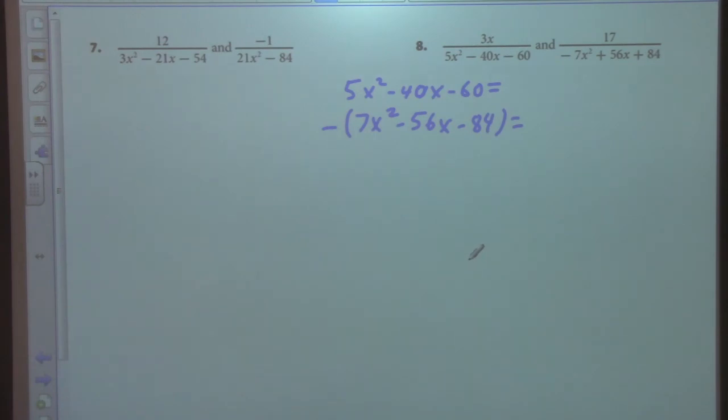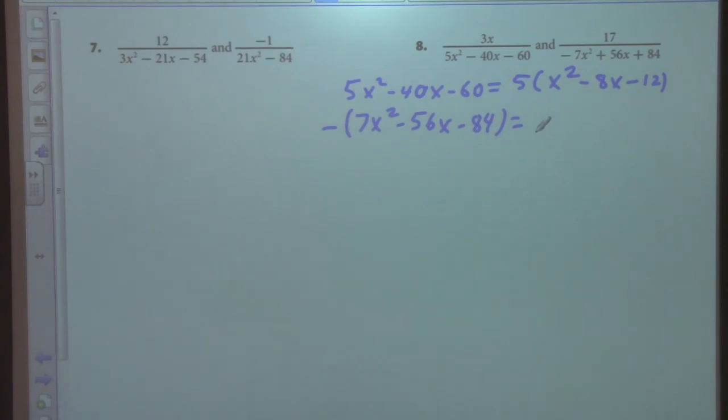All right, Steve-O, what do you get? You can take out 5 on the top, so we get 5 times x squared minus 8x minus 12, and you won't be able to simplify it anymore. You can't simplify it anymore because of the negative. So this is non-factorable, is what you're saying? Yeah. If everything was positive, then it could.